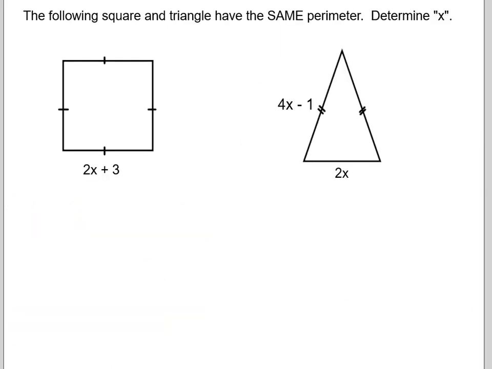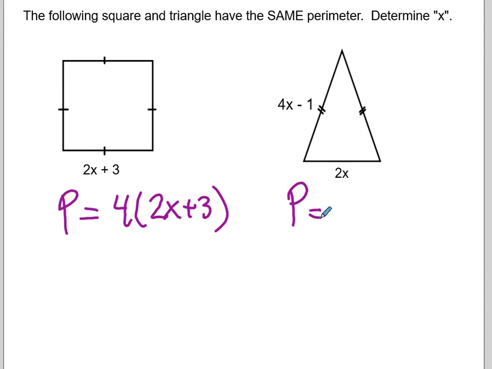Okay, let's jump to the last question. The following square and triangle have the same perimeter. Determine x. So if they have the same perimeter, that means this length here and this length here have got to be equal. Okay, so we can find the perimeter of this square. There are 4 2x plus 3's added together. And over here, the perimeter of the triangle would be 2 groups of 4x minus 1 plus 2x. So that's just adding up those sides. I'm taking advantage of the repetition for the multiplication.